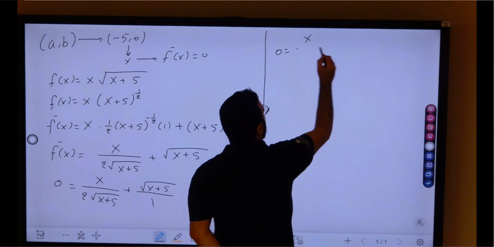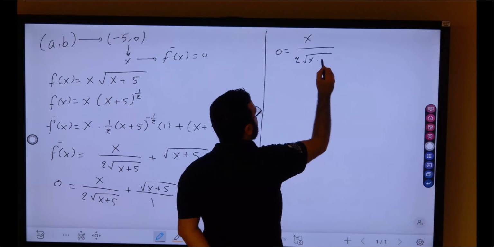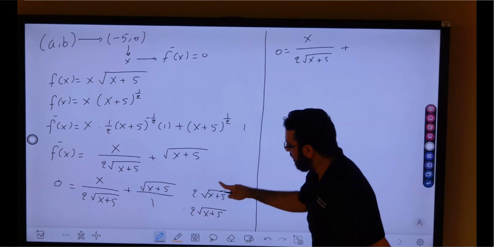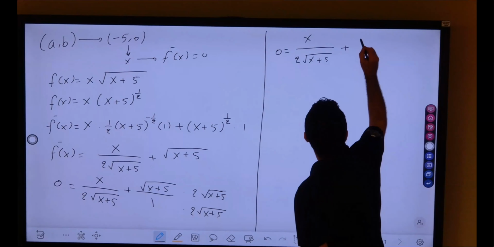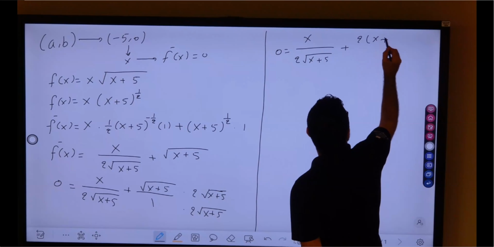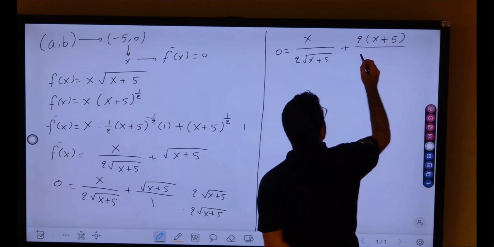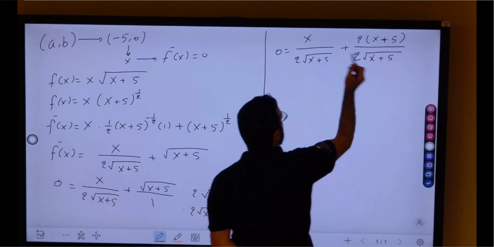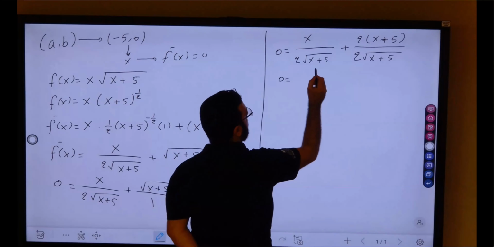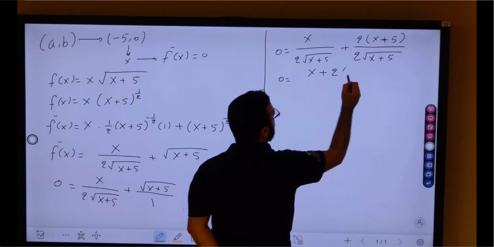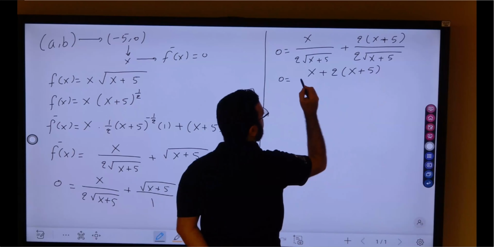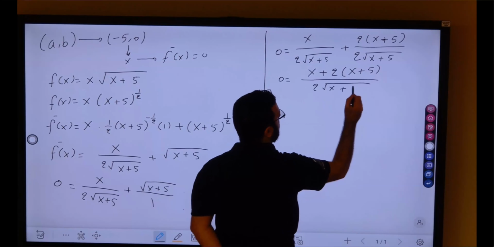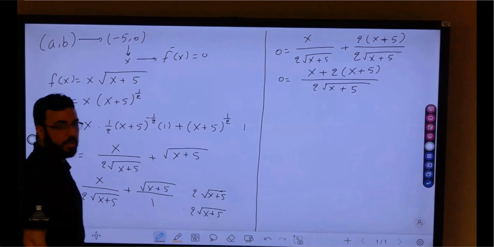0 equals x over 2 square root of x plus 5 plus, on the other side, the root times the root is going to be x plus 5, here is the 2, and everything divided by 2 square root of x plus 5. Now, can I add these together? So it'll be x plus 2 times x plus 5, and everything divided by 2 square root of x plus 5. Can I cancel the 2 with the 2?